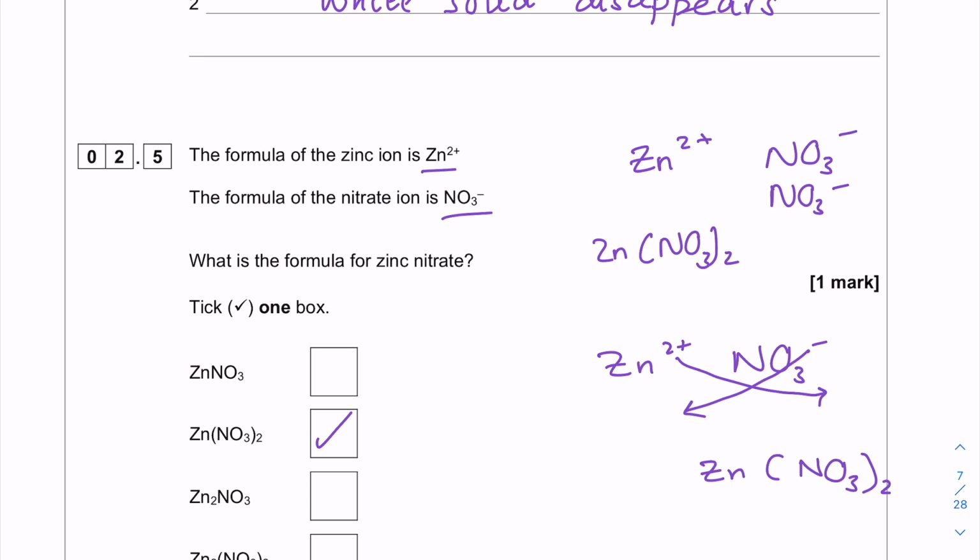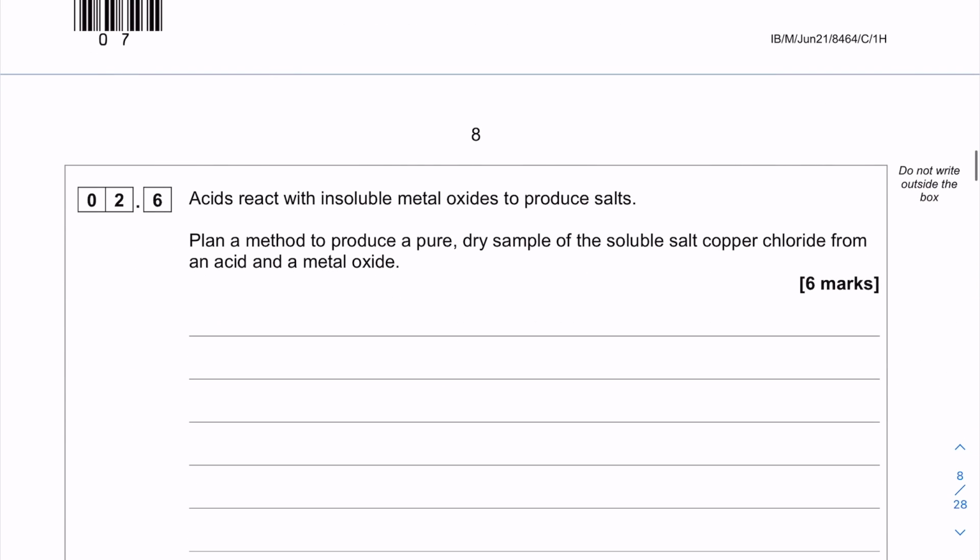So that's the answer. Acids react with soluble metal oxides to produce salts. Plan a method to produce a pure dry sample of the soluble salt copper chloride from an acid and a metal oxide. It's worth 6 marks, so we need to go through this method in a lot of detail to work out how we're going to get our dry sample of salt from these 2 reactants.